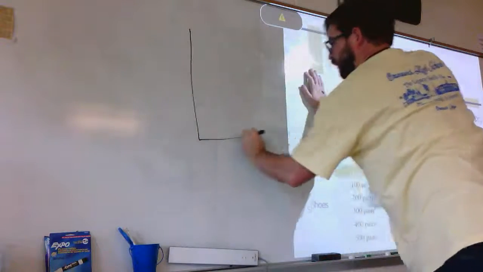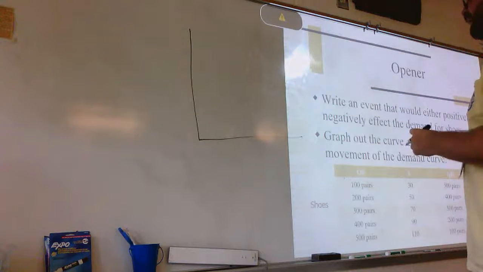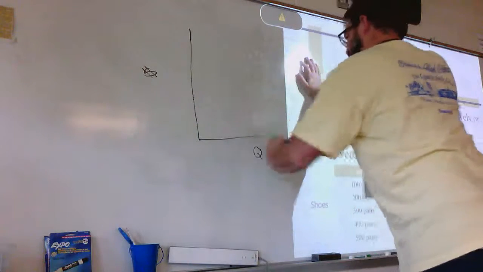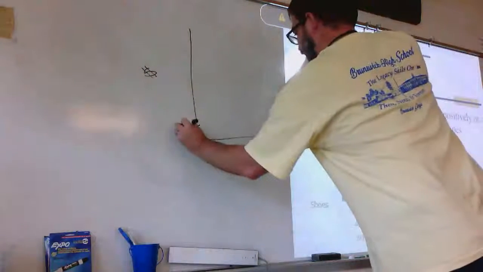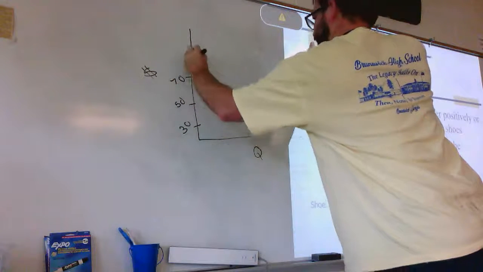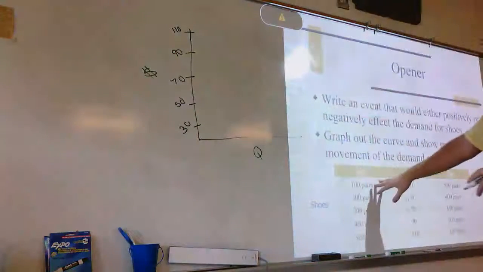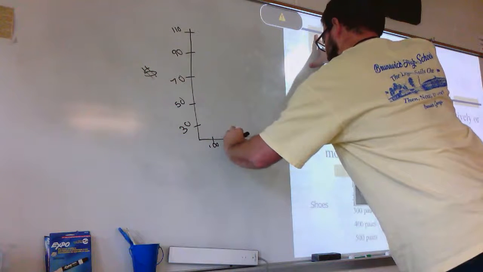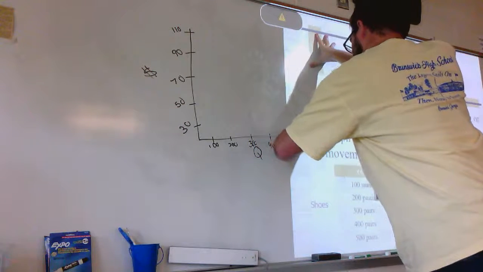Alright, so let's look at our supply and demand curve here. First off, we set it up just like we would any other demand curve or supply curve, with price on the y-axis and quantity on the x-axis. We'll start off with price. The lowest price for these shoes is $30, and it goes up from there: $30, $50, $70, $90, and $110 for this pair of shoes. So let's start off with our supply curve here. We've got 100 pairs of shoes, 200 pairs, 300, 400, and 500.